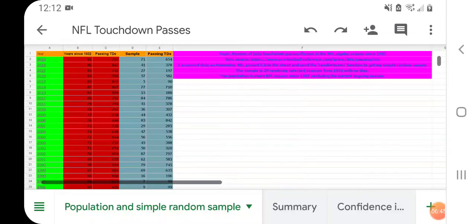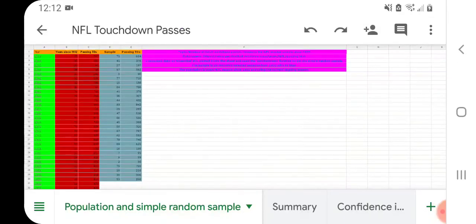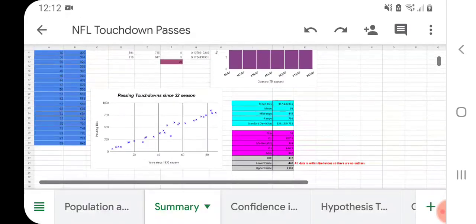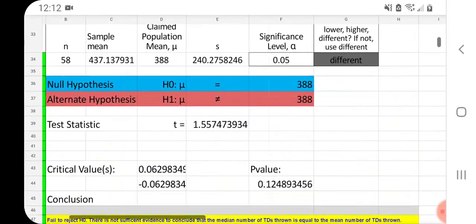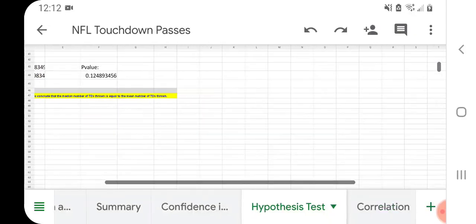And that pretty much sums up my project. Hope it wasn't too wonky on the smartphone, but that's all I got. So thanks.